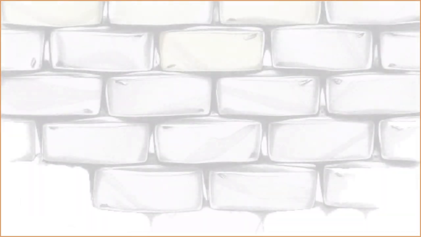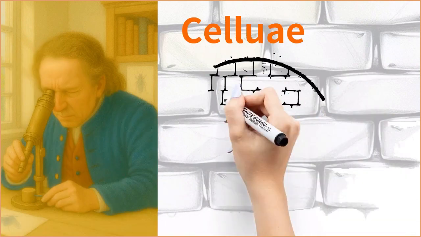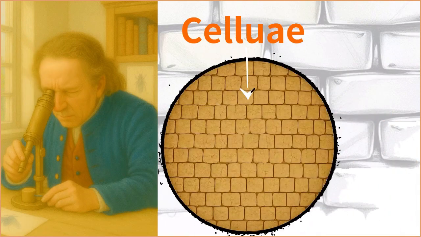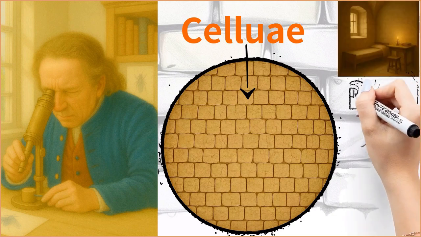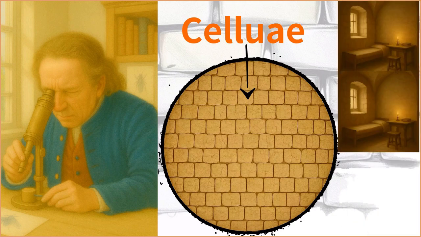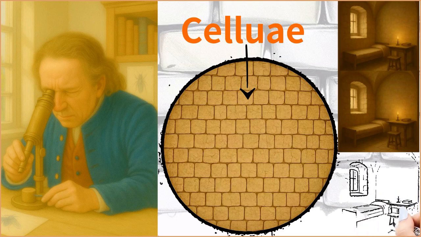Hooke described these structures as cellulae, the Latin word for small rooms, because they reminded him of the simple rooms, or cells, inhabited by monks in monasteries. This marked the first recorded observation of cells in history.